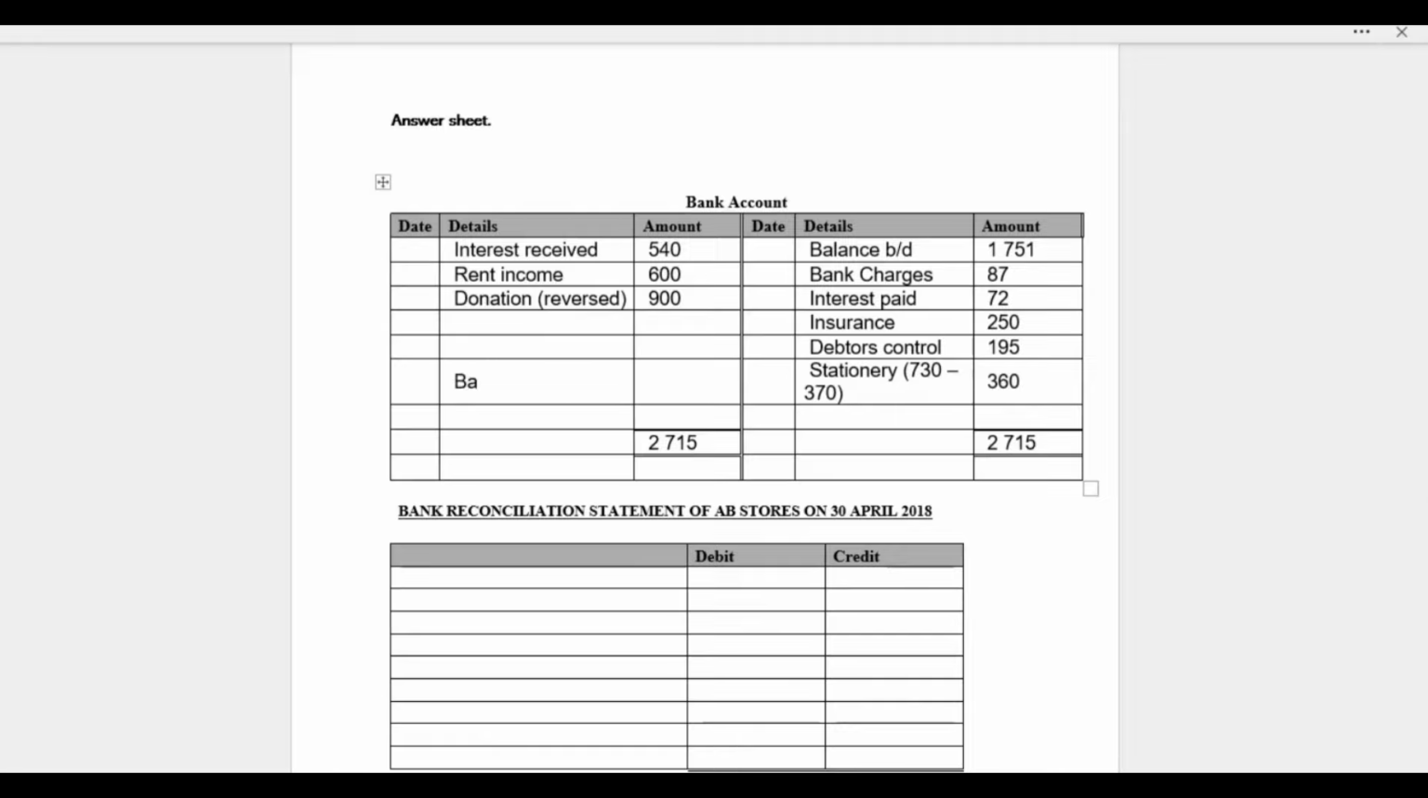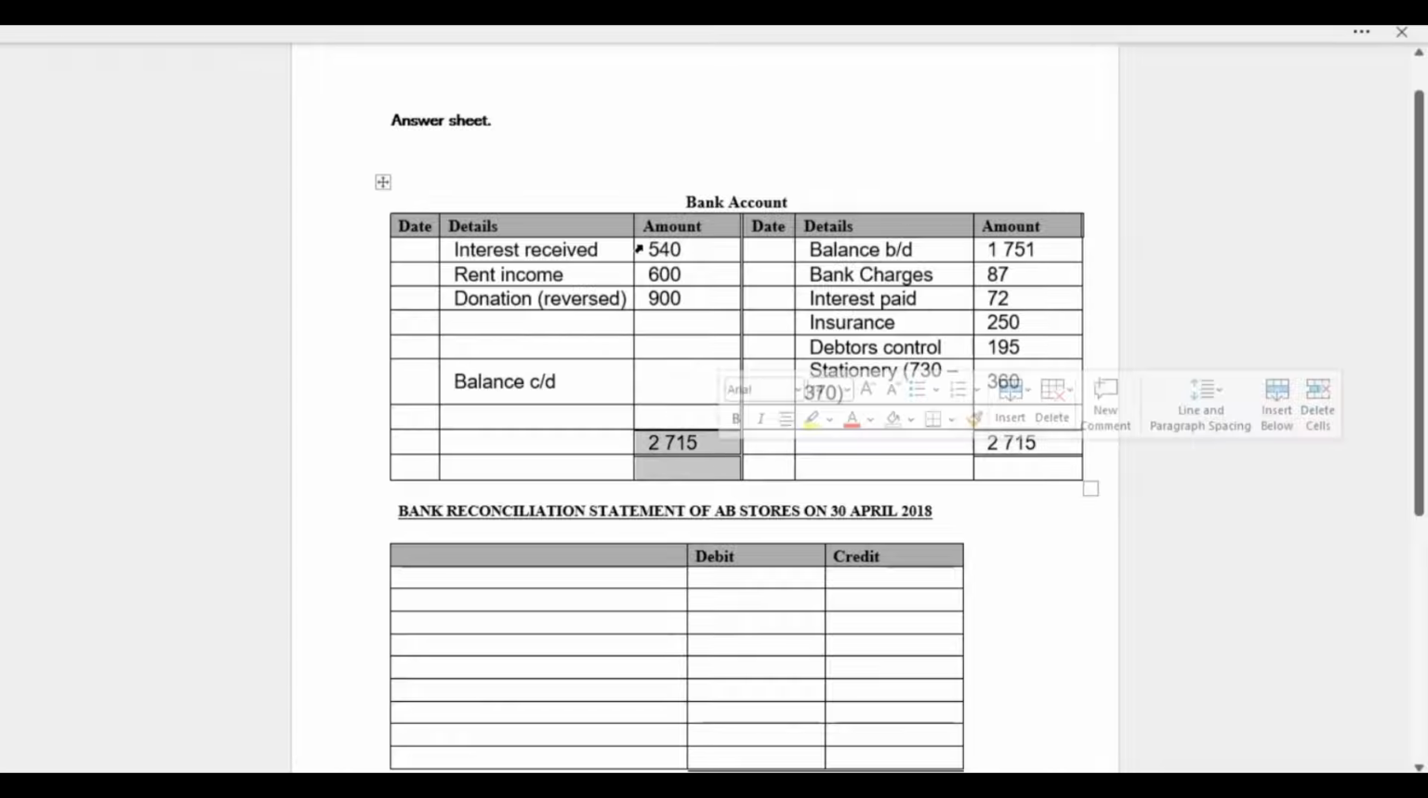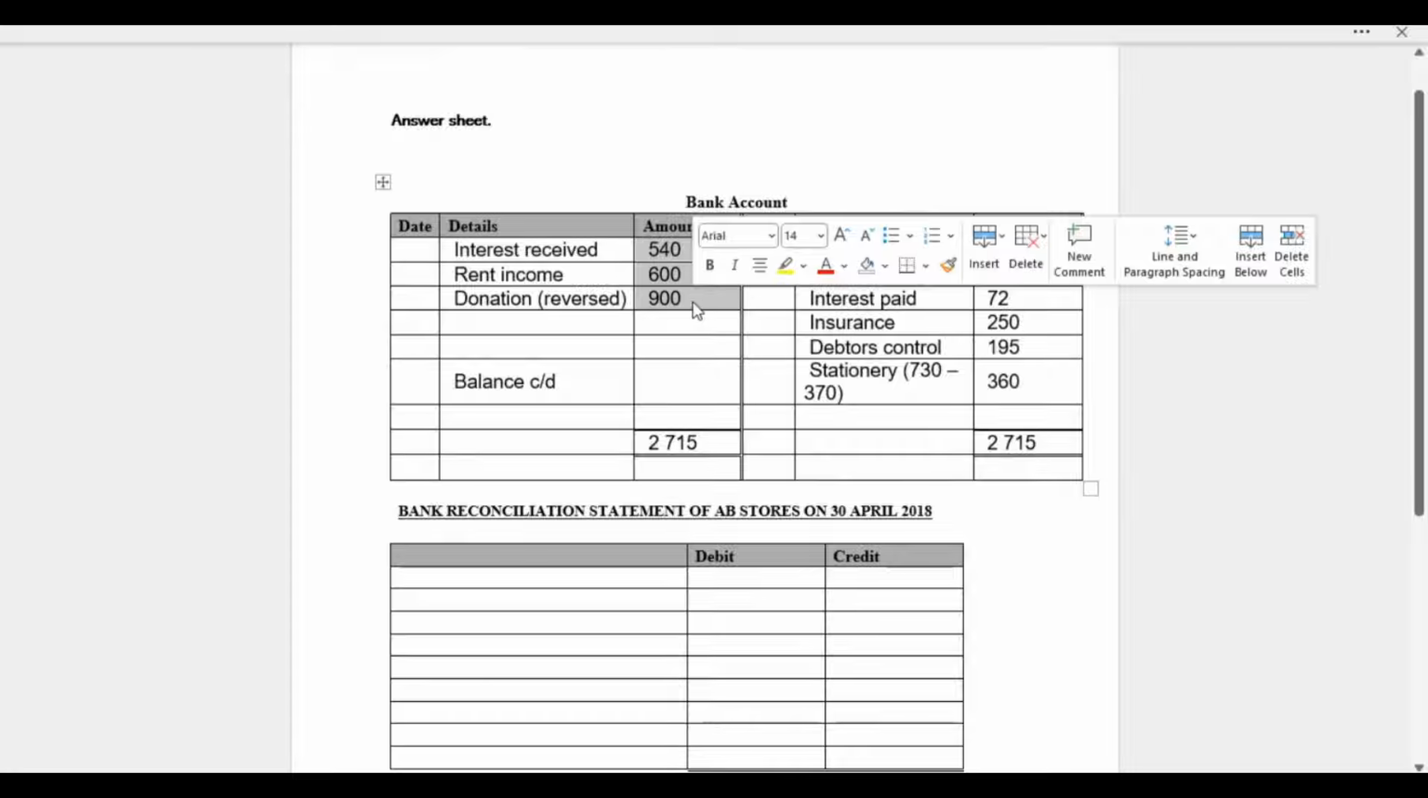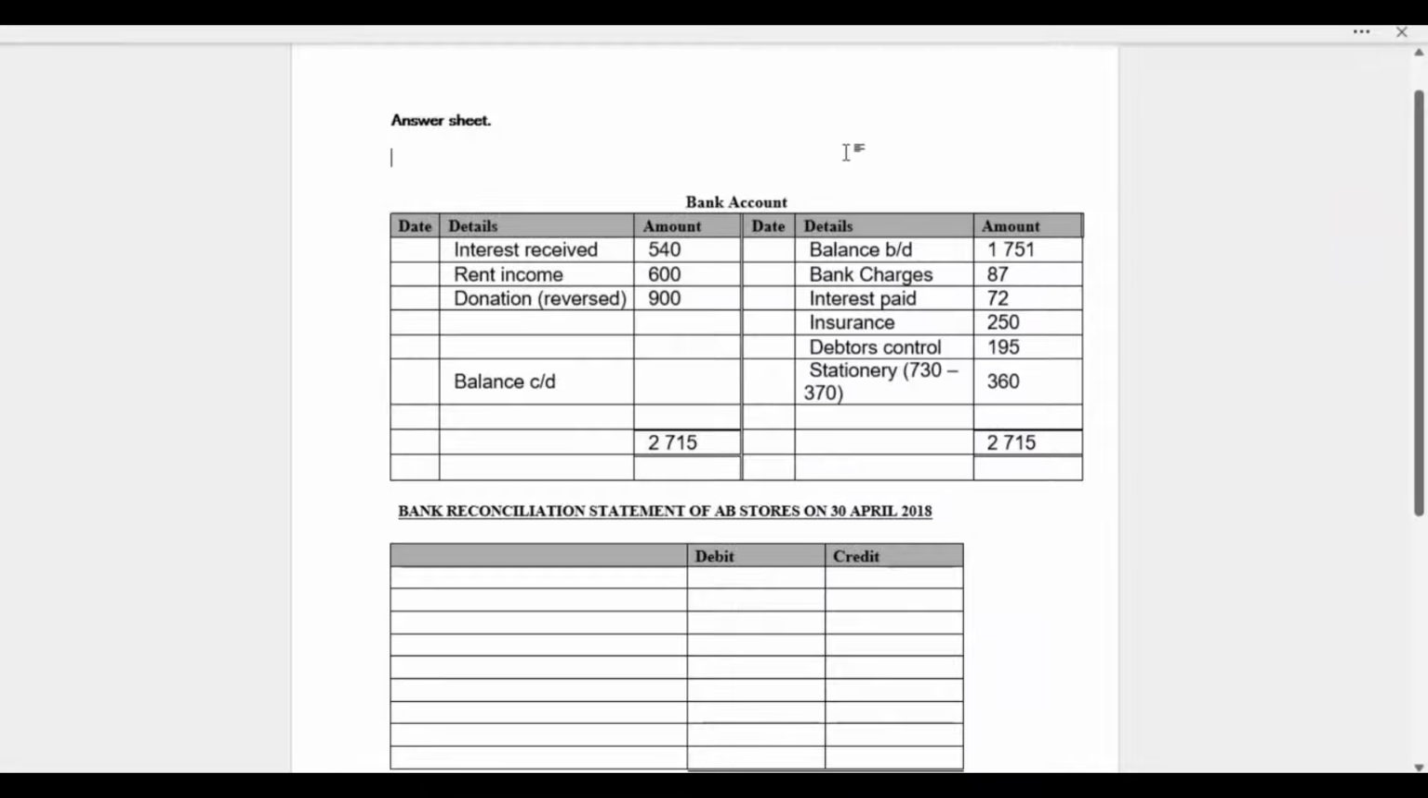And then the closing balance will go on the debit side. We're going to say balance carried down, not brought down. Balance carried down, which is the closing balance. It will be the difference between the total and the amount on the debit side. So we say 2,715 minus 540 minus 600 minus 900. Then the difference I get is 675.